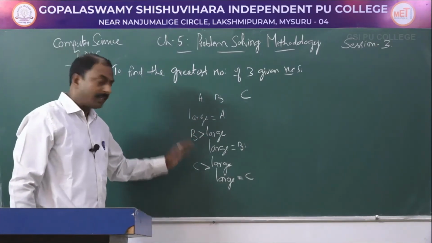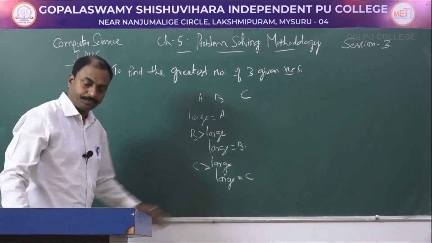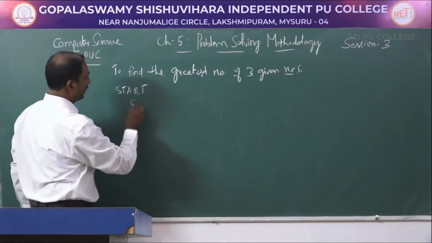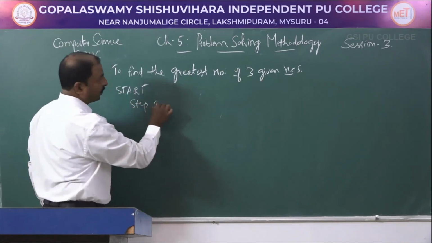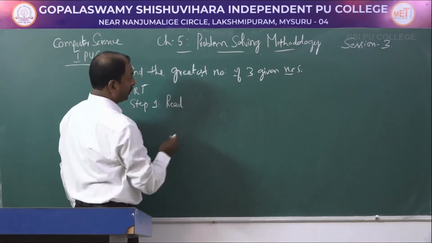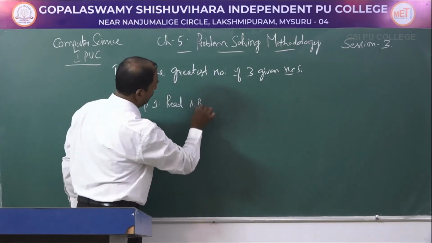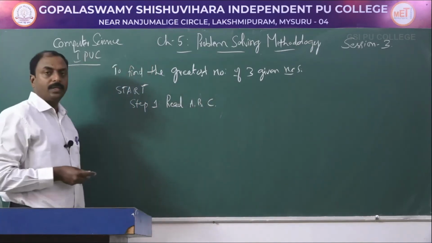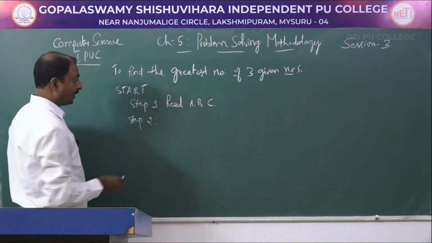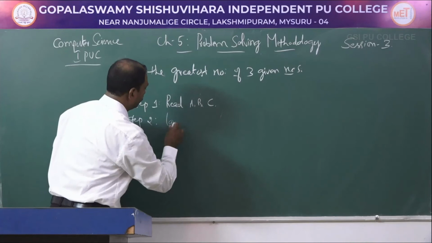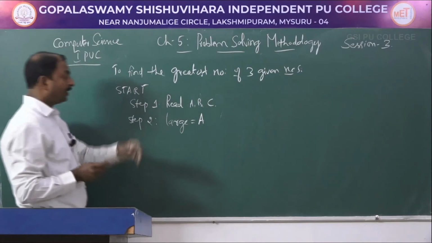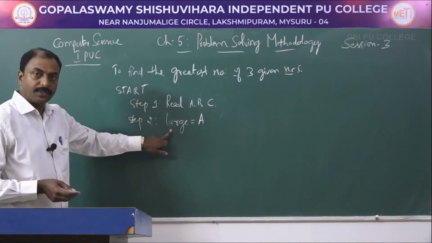Now, let us write these things step by step. We have to start the algorithm. Step 1. What is step 1 here? We have to read or accept the input. Here three numbers. Let the three numbers be A, B, C. Second step, as I told you, we have to assume that let large number be A. We are assuming that let A be the large number.